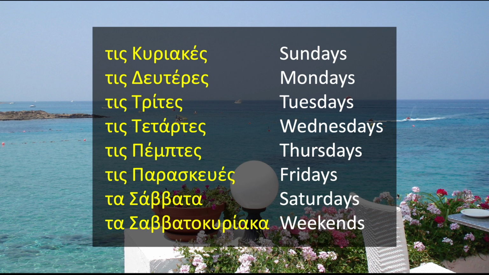Now if you want to say Sundays, Mondays, and so on to indicate a habit, we use the plural together with the article. Τις Κυριακές, Sundays. Τις Δευτέρες. Τις Τρίτες. Τις Τετάρτες. Τις Πέμπτες. Τις Παρασκευές. Τα Σάββατα. Τα Σαββατοκυριακά. Again, here because these are all feminine nouns, we use the feminine article in the plural, τις. While these two, because they are neuter nouns, we use the neuter article in the plural, τα.